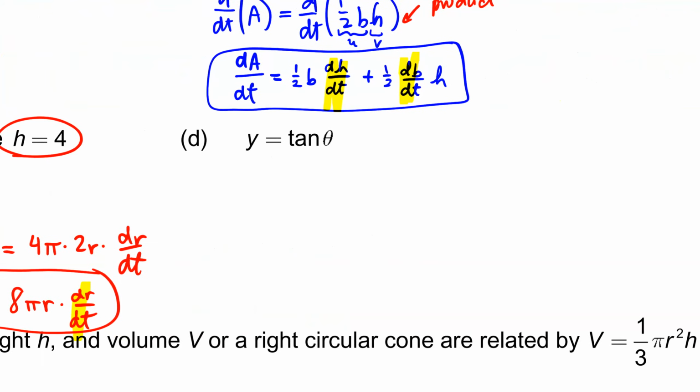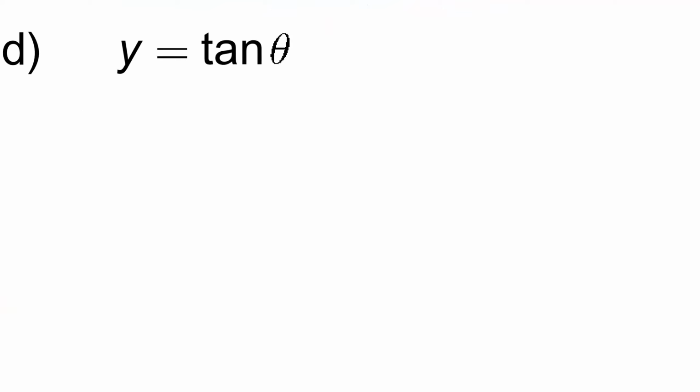All right, let's try this next one. dy is equal to tan of theta. So I want to take the derivative on both sides with respect to t. Because most times things are changing, it's always with respect to time.